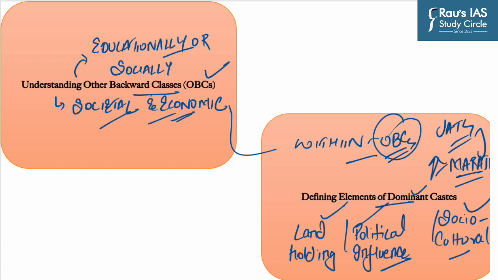So, the demand for OBC status by the dominant caste group highlights the complex interplay of socio-economic factors, historical context, and affirmative action policies in India. So these demands continue to be a subject of debate and legal scrutiny, with questions surrounding the effectiveness and equity of reservations for different communities.